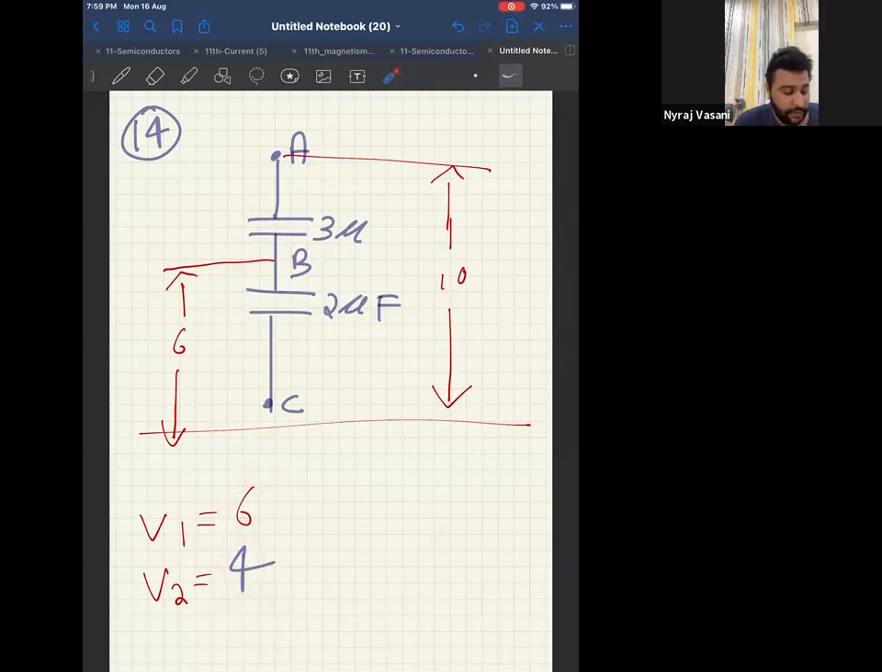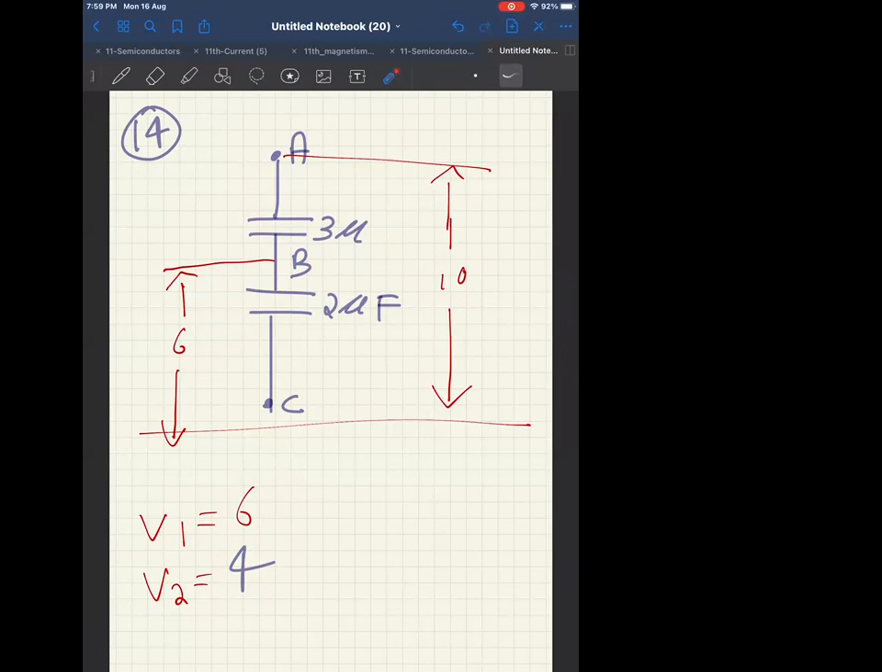Now, what they are asking is, what is the energy stored in the capacitor C1 and C2? You have to use the formula half CV squared. Tell me.